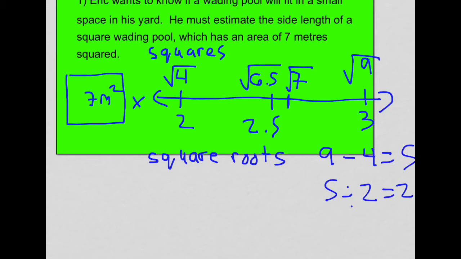So then I would say the square root of 7 would be about 2.5 or maybe 2.6. So if I was then to estimate the square root of 7, I'm going to use a different symbol for this, these squiggly lines, which means approximately. The square root of 7 is approximately 2.6. And if you were to check that with your calculator, you would get that the square root of 7 is approximately 2.6.